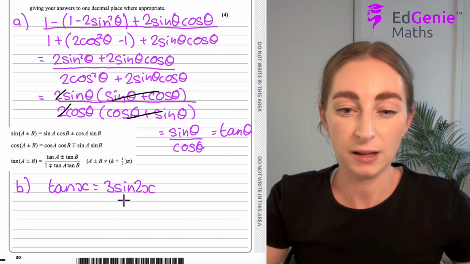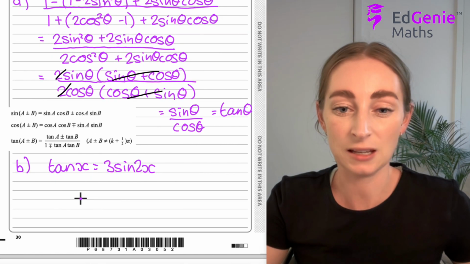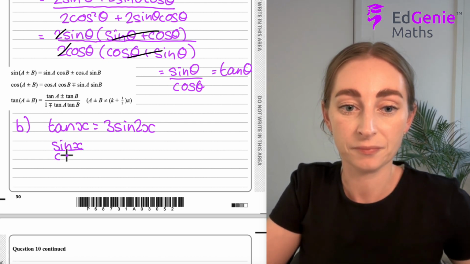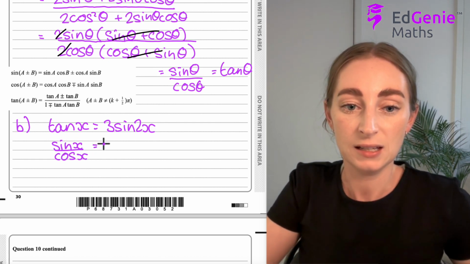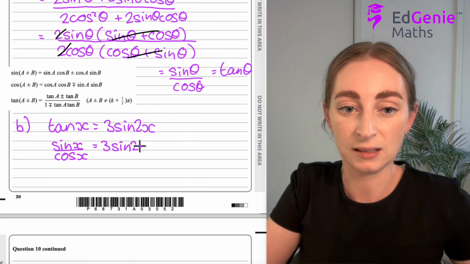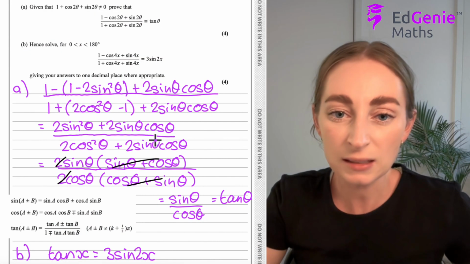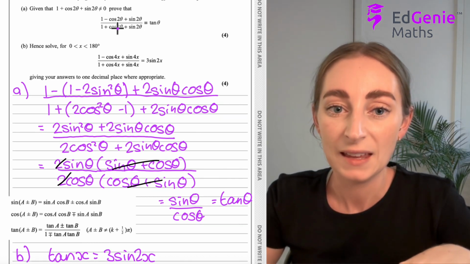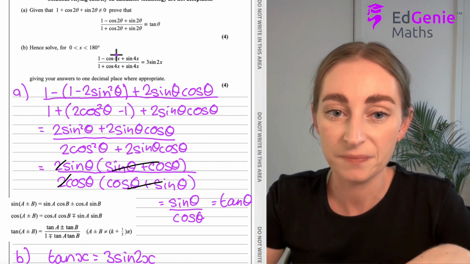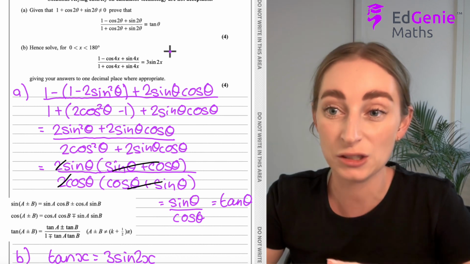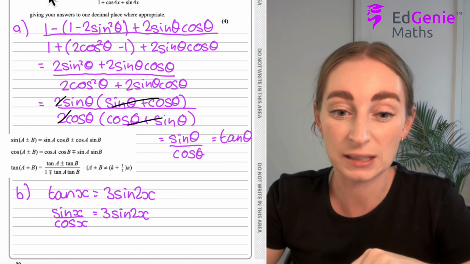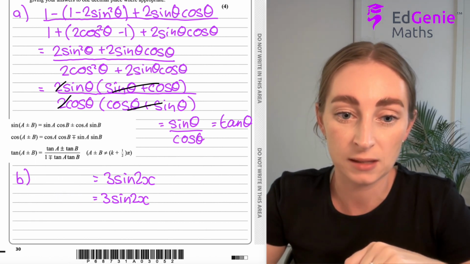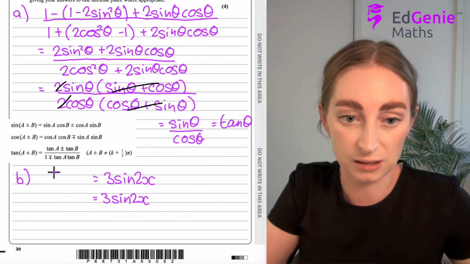And to do that, I'm going to write tan in terms of sine and cos. So that is sine x over cos x equals 3 sine 2x. Look, here we've got 2 theta and here we've got 4x. So actually it's tan 2x. Good job we spotted that, because that could have been an absolute disaster.